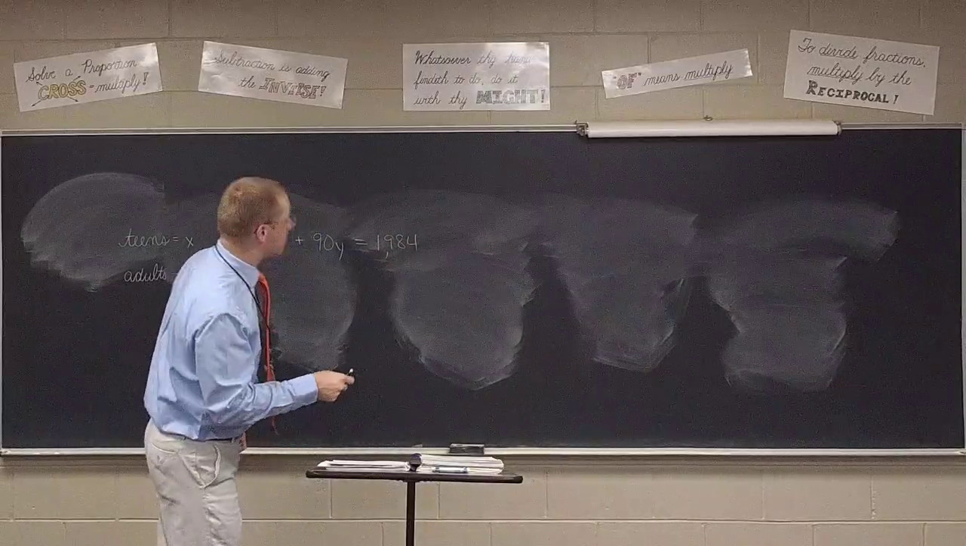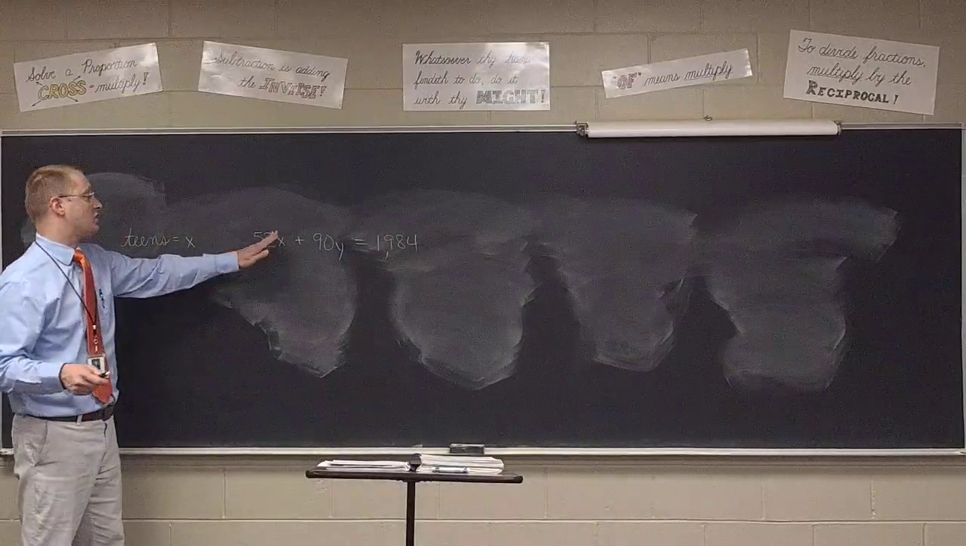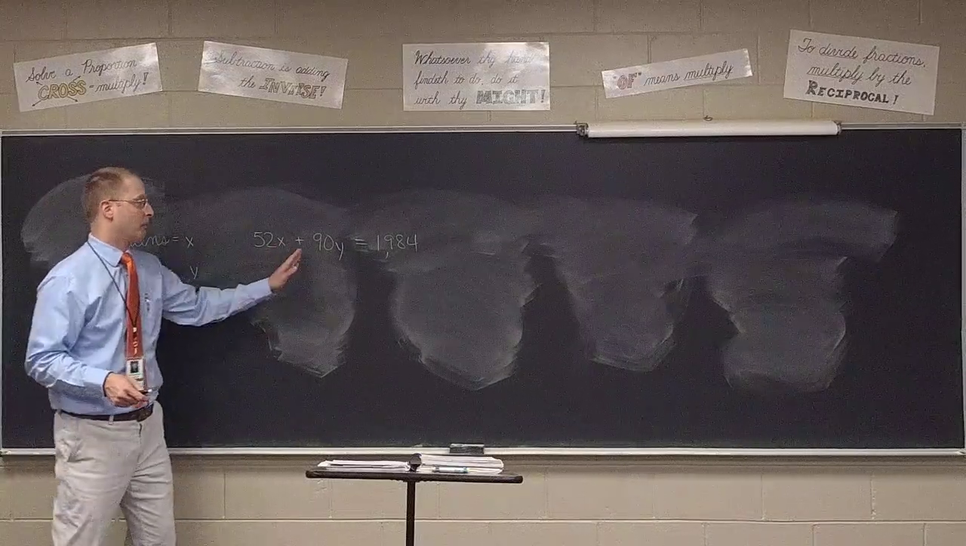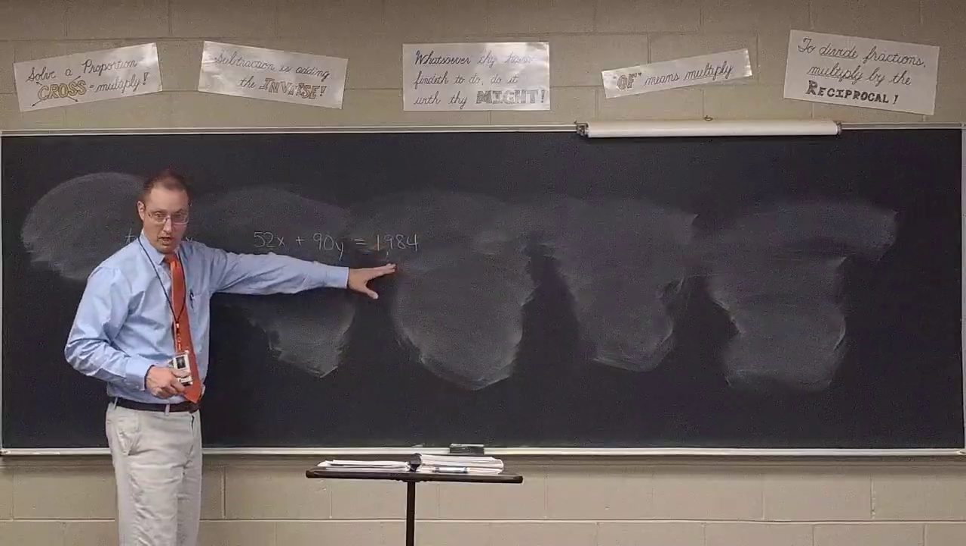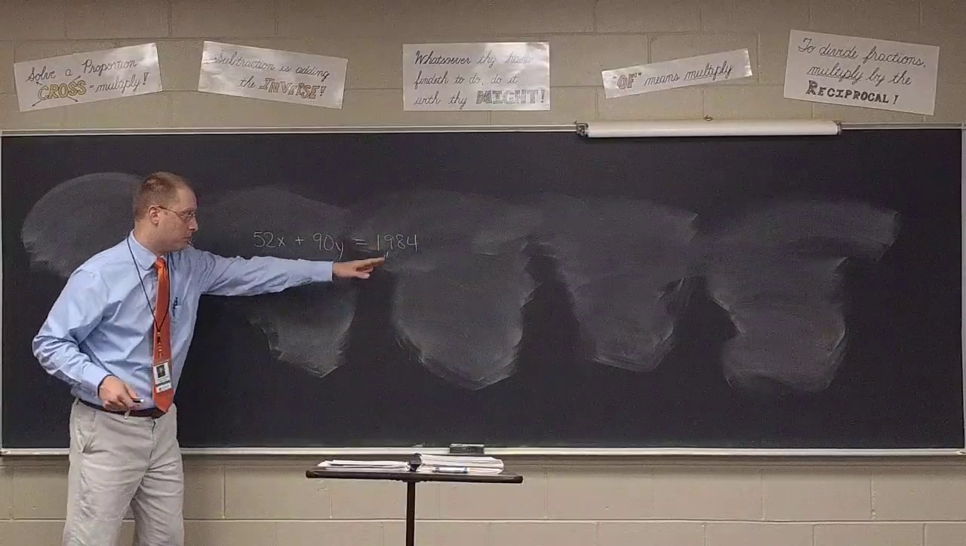52X plus 90Y equals 1,984. In other words, we take the money that each teen is being paid times the number of teens, plus the money each adult is being paid on average times the number of adults, and that should equal the total money being paid out. Money plus money equals money.